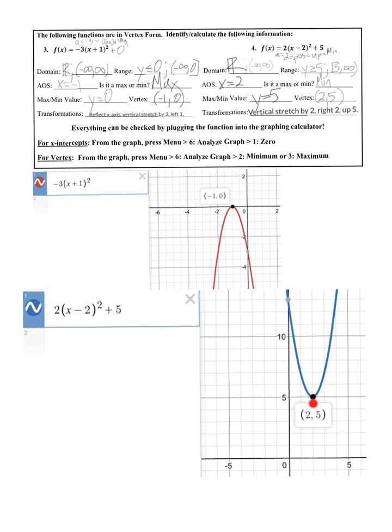Here I have my vertex labeled at 2, 5. It's going up, so I know it's going 5 to infinity. It's all real numbers. You can see that it went right 2 and up 5, and it did get a little bit skinnier. So yeah, there's everything.